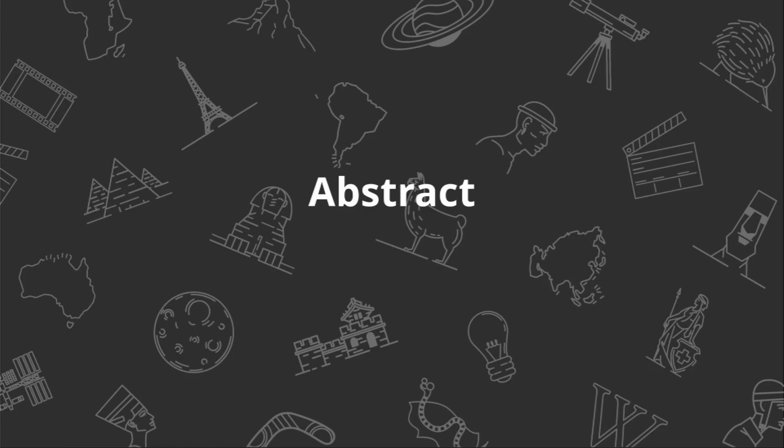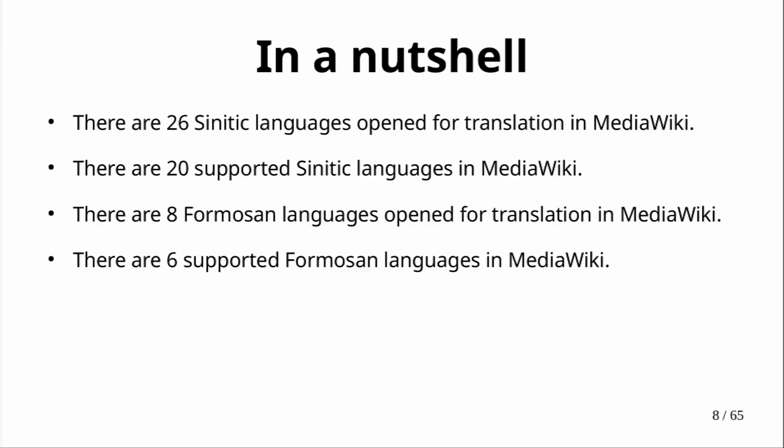So let's come to the abstract in a nutshell. There are currently 26 Sinitic languages open for translation in MediaWiki, and currently 20 of them were exported and are available for production use. There are 8 Formosan languages open for translation in MediaWiki, and 6 of them were exported and available for production use.